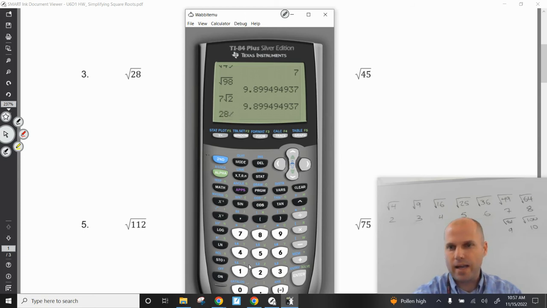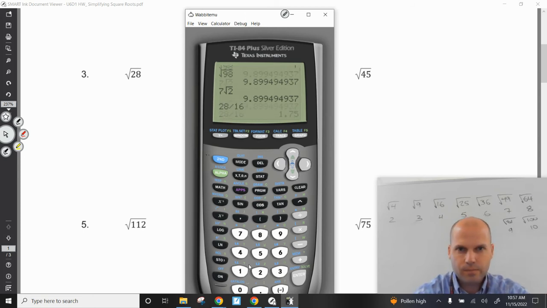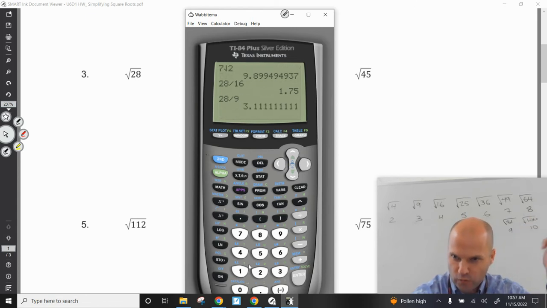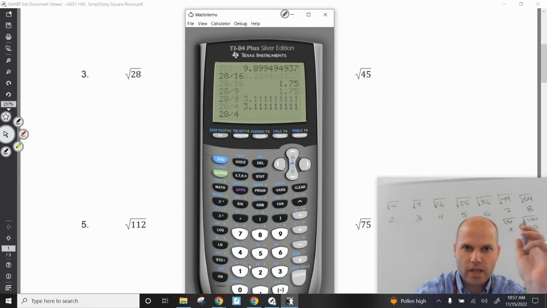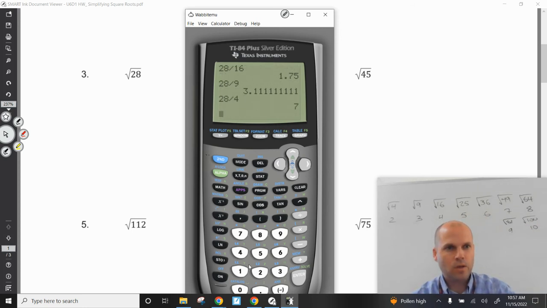28 divided by 16. Nope. 28 divided by 9. These are the biggest perfect squares that I think can go into 28. 28 divided by 4 is 7. Root 28 is root 4 root 7. Root 4 is 2. 2 root 7. Double check, did I do this correctly? Square root of 28.